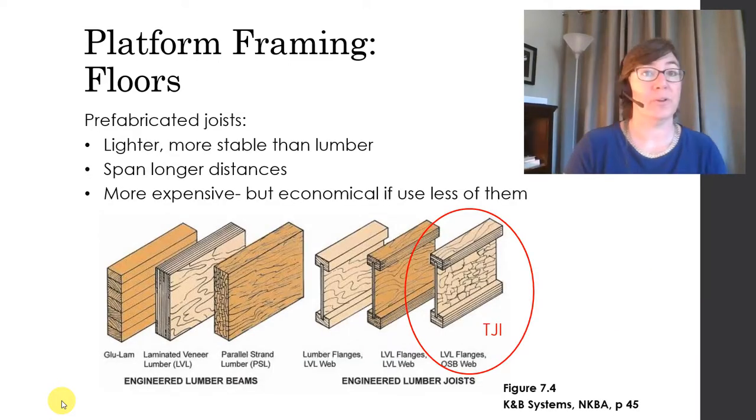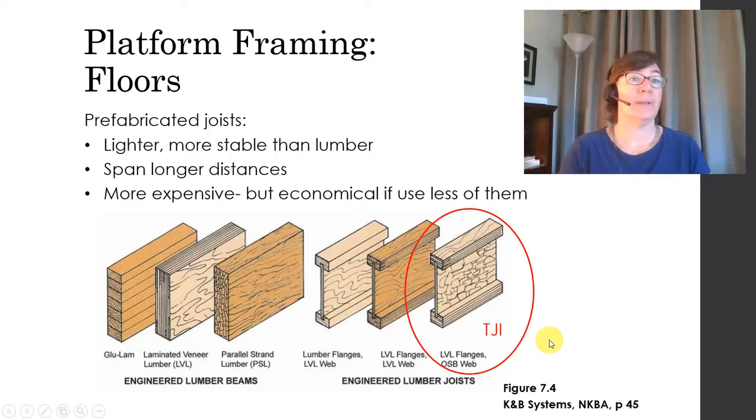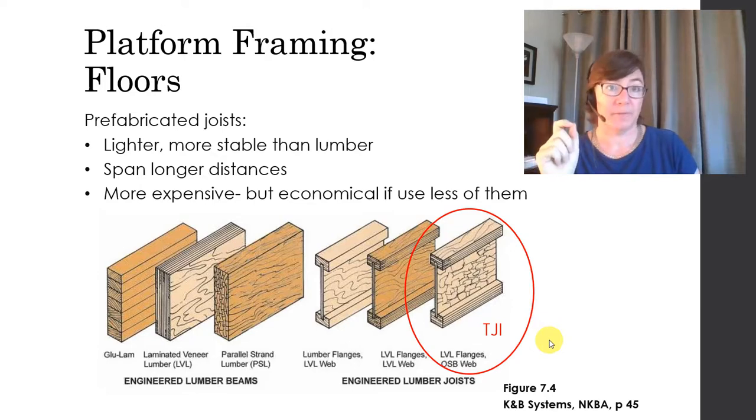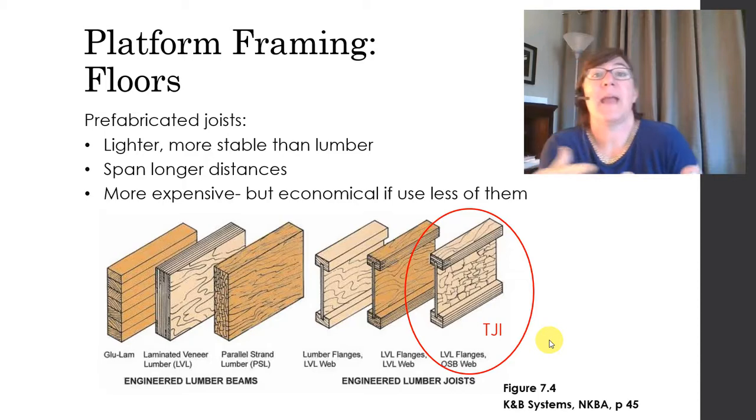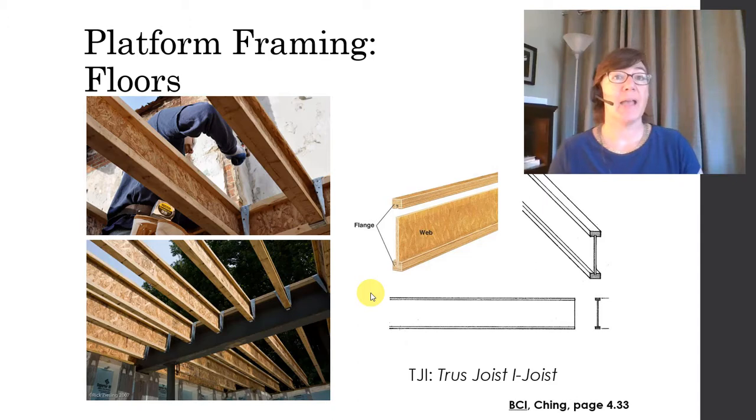So we've been talking about floor joists, but it turns out there is a fairly common type of prefabricated floor joist, and that's called a TJI. A prefabricated joist is lighter and more stable than lumber. It can span longer distances, okay? It's a little bit stronger. And it's more expensive than your typical lumber. But if you use less of them, it can actually be more economical as a system as a whole.